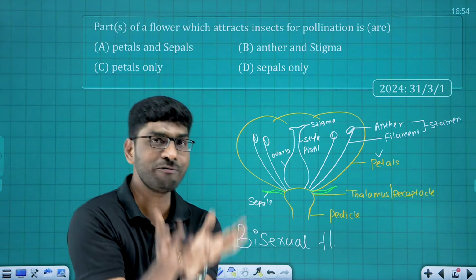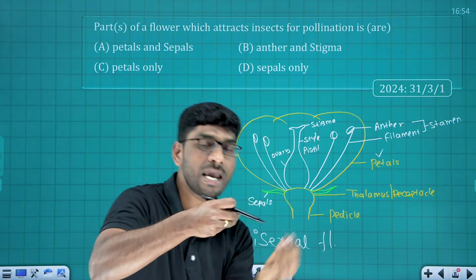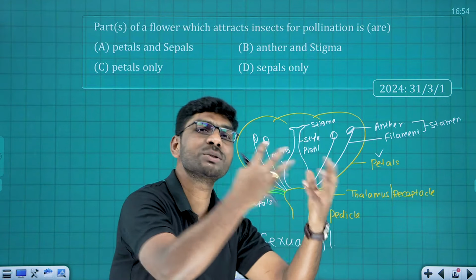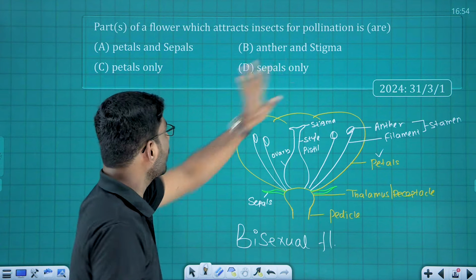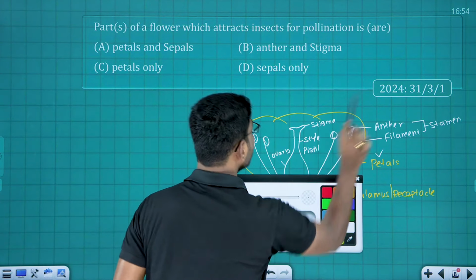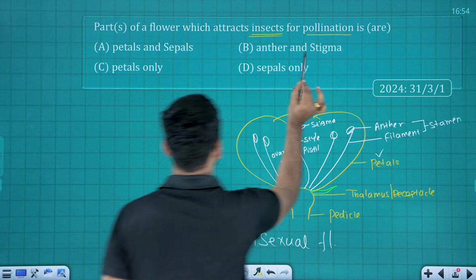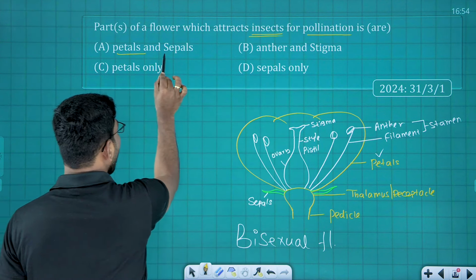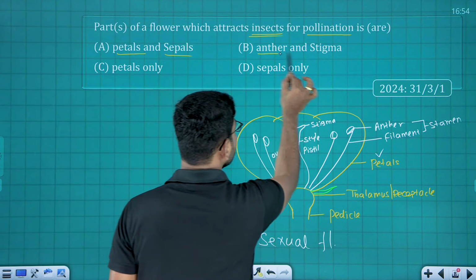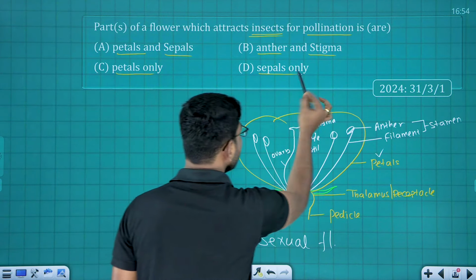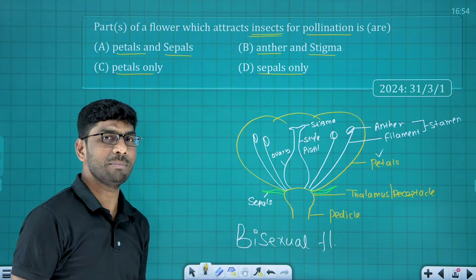Bisexual flower. The flower which consists of both male and female sex organs, we call a bisexual flower. Look at this question. They're asking which of the floral parts are involved in insect-attracting pollination: petals and sepals, anther and stigma, petals only, or sepals only. What is the correct answer? Tell me.